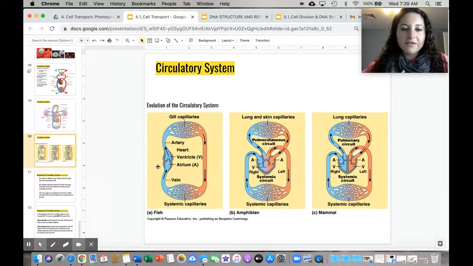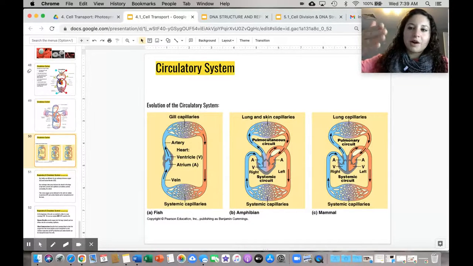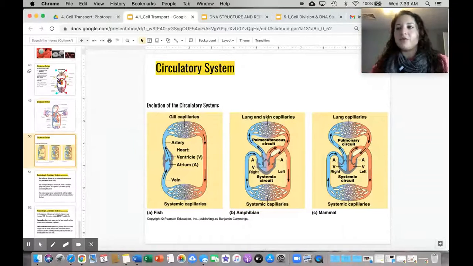But keep in mind that fish live in the water, and they live more on that horizontal plane versus the vertical plane. So they don't need to worry about gravity as much as we do. So that's why this works for fish.